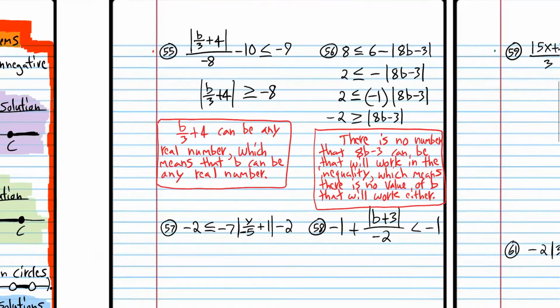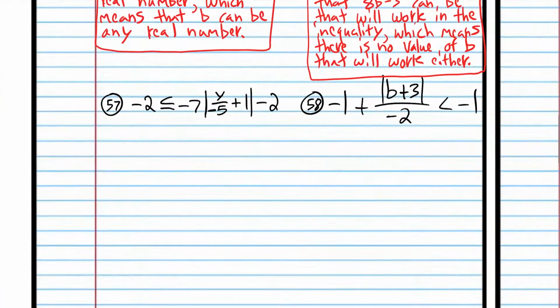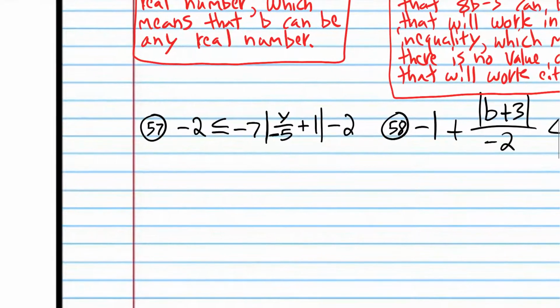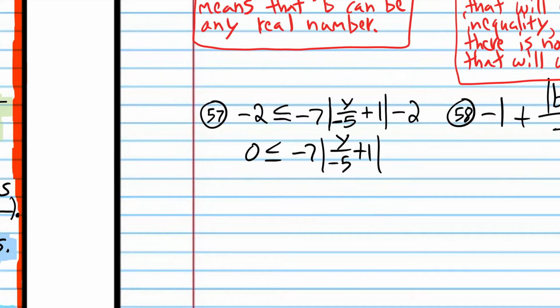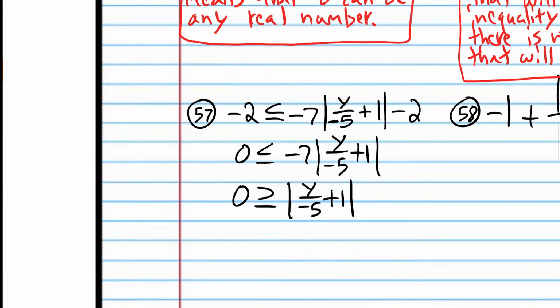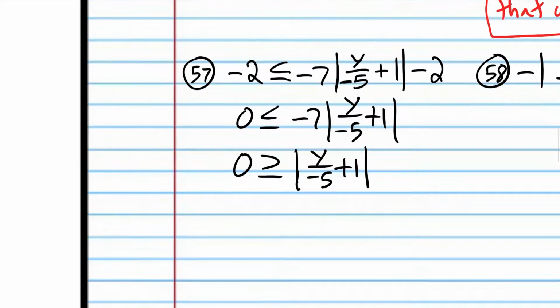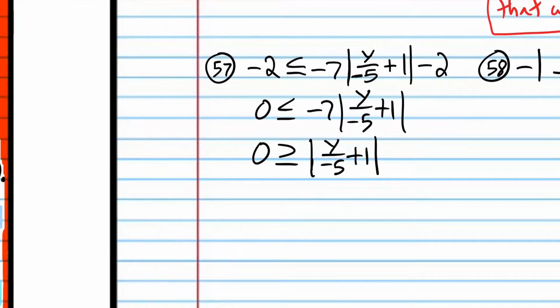So let's try a couple more of these before you try one on your own. We're going to add 2 to both sides, and we get 0 is less than or equal to -7 times the absolute value of y over -5 plus 1. And now we're going to divide both sides by -7. 0 divided by -7 is just 0, but we have to flip the inequality because we divided by a negative. So now the absolute value is less than 0.